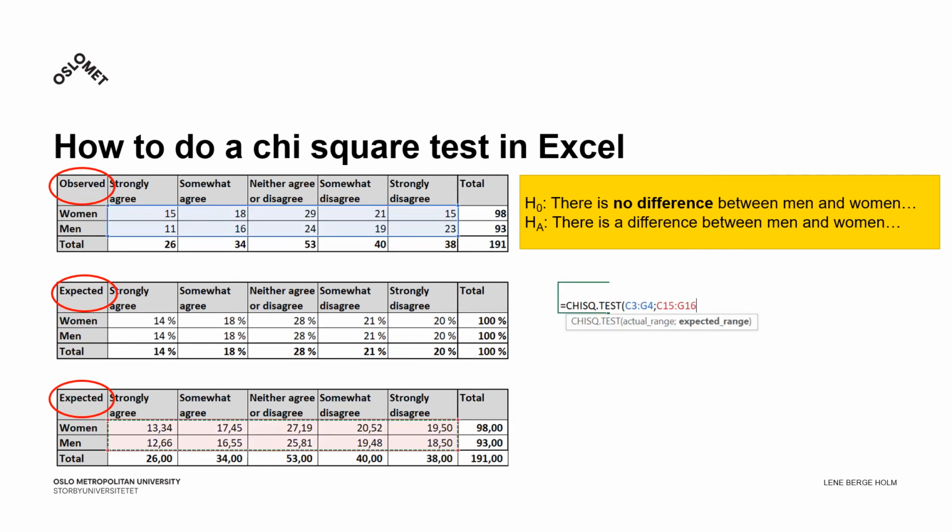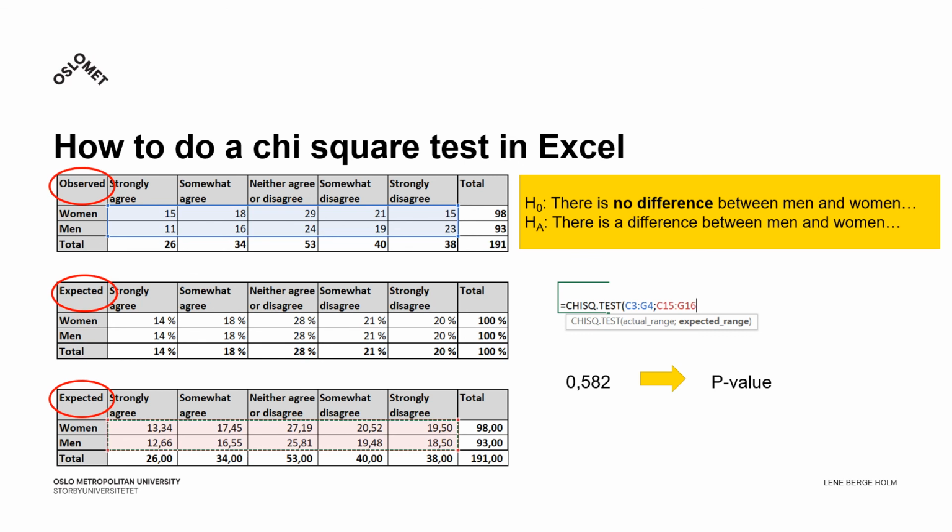Now I am ready to do the chi-square test in Excel. So as you can see here, I have typed the function for the chi-square test, and in blue we have the actual range, which is in my Excel file. It's the cells C3 to G4. And I have the red numbers, which is cells C15 to G16. That is the expected range, the null hypothesis range. So when I press enter here, I will get this number. And this is my p-value.